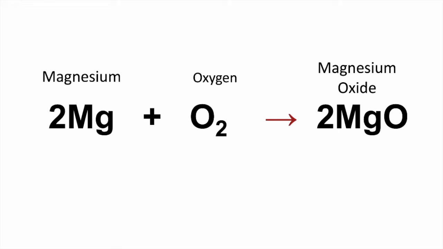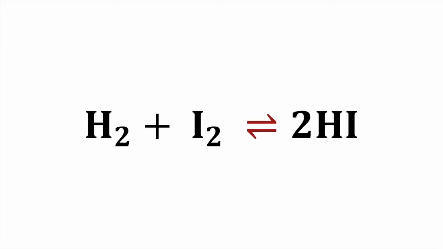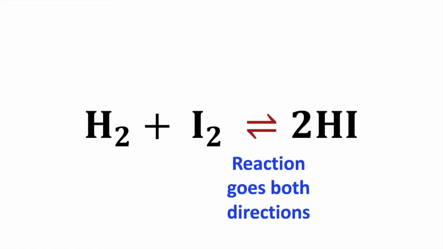The arrow between the products and the reactants tells us if the reaction is going in one direction or if it can go in both directions. We use a double arrow like this one to indicate that a reaction can go both ways.